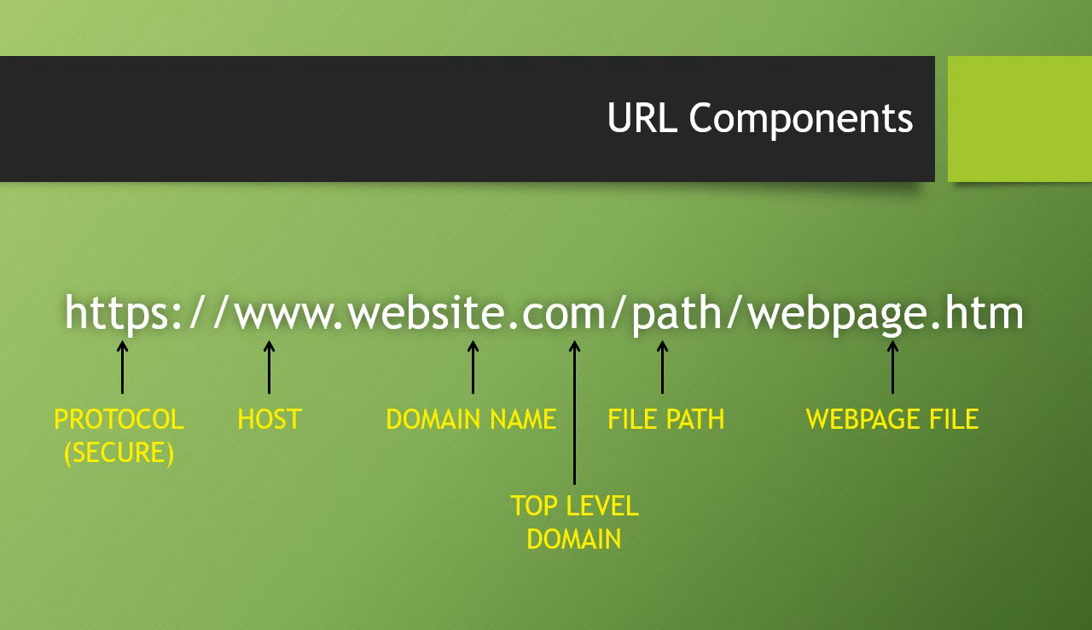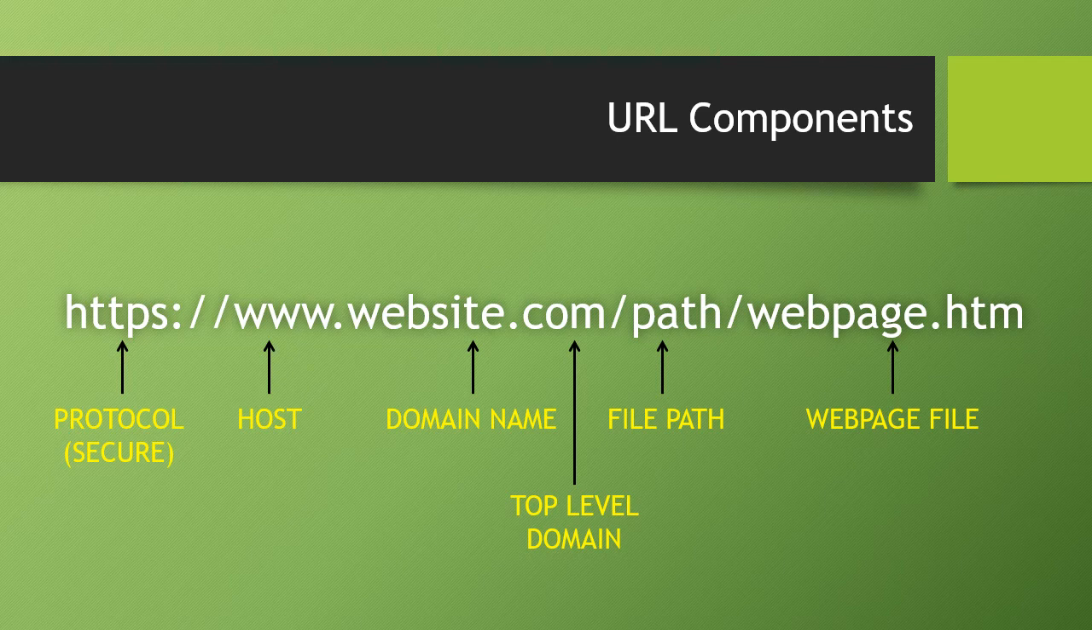After the two backslashes, then the host, www or World Wide Web, and then the domain name itself, website.com. That's where you put adobe.com, ebay.com, etc. After that, backslashes indicate a path. Now this path is really the same as the path you would see in your folder structure on your computer. In fact, it is exactly the same type of path.